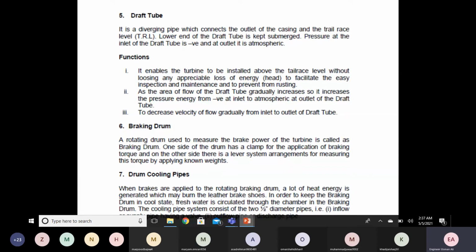So if you install the turbine above the tail race level, we can go for easy inspection and maintenance of the runner and inside casing, and we will also prevent the rusting of the main component of the turbine, that is casing.